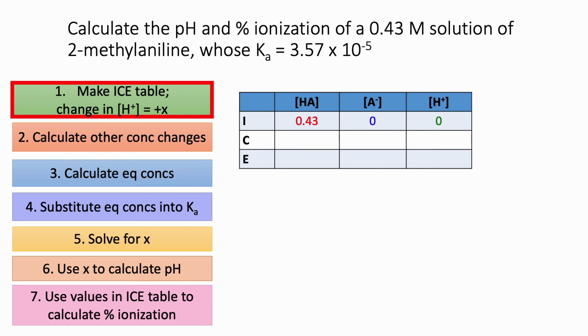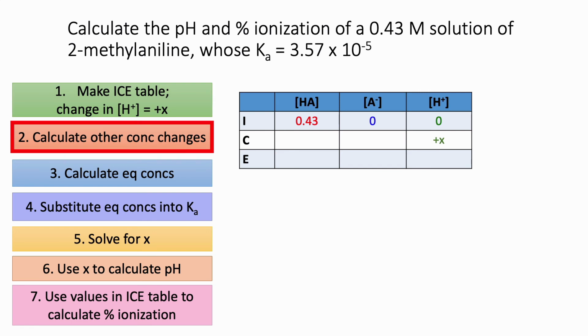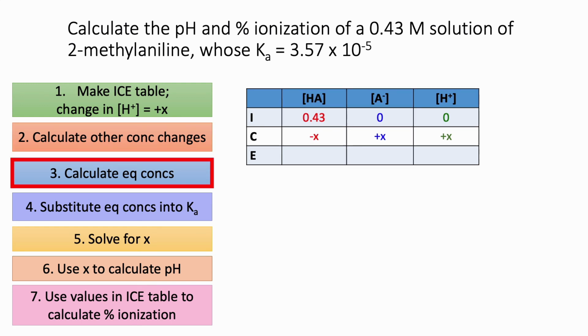We set our H plus concentration equal to plus X, and then we calculate the other concentration changes. A minus concentration will also be plus X. HA concentration will be minus X. And so we calculate our equilibrium concentrations, and we get X, 0.43 minus X, and X.